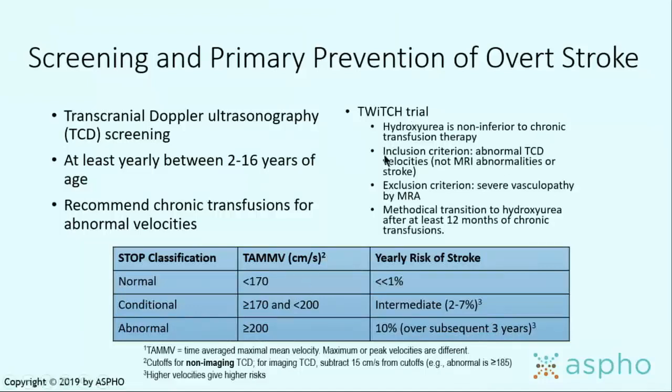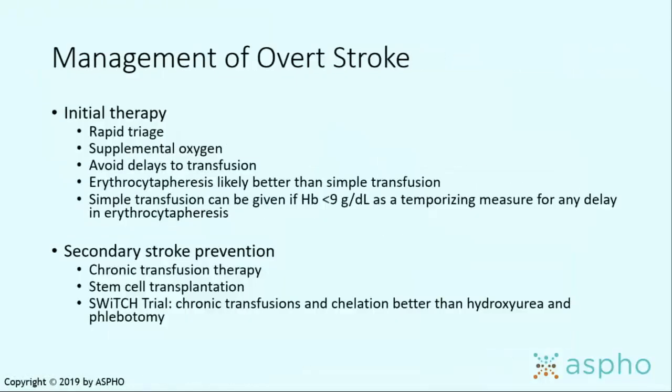The Twitch trial came out a few years ago, which found that patients who are on chronic transfusions due to abnormal TCD, but who had never had a stroke or silent stroke or had no vasculopathy, could be safely converted to hydroxyurea with at least a 12-month overlap of chronic transfusions and not have an increased risk of stroke after they went on hydroxyurea. So those patients are not necessarily destined to be on chronic transfusions lifelong.